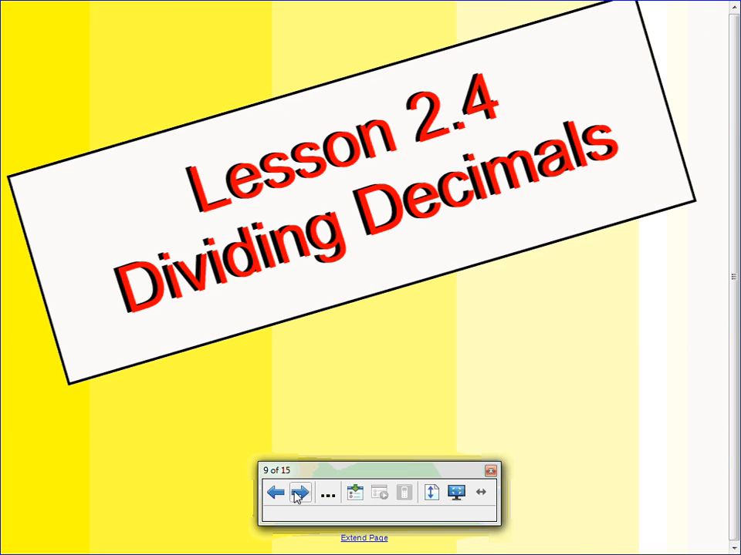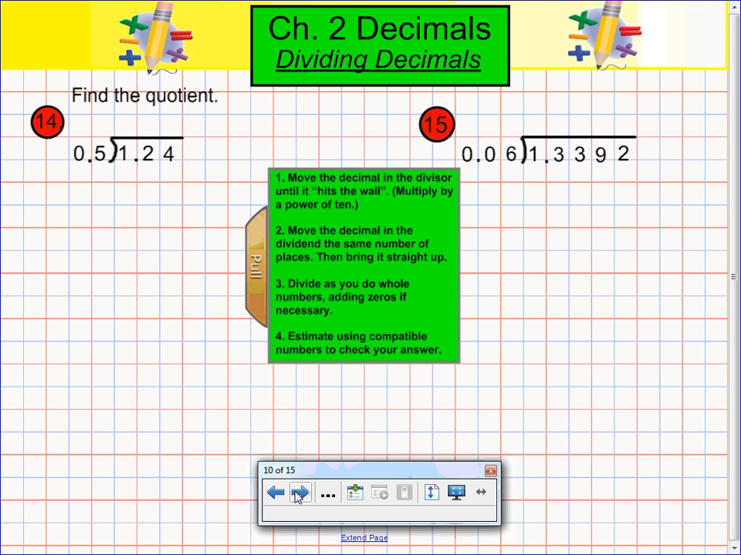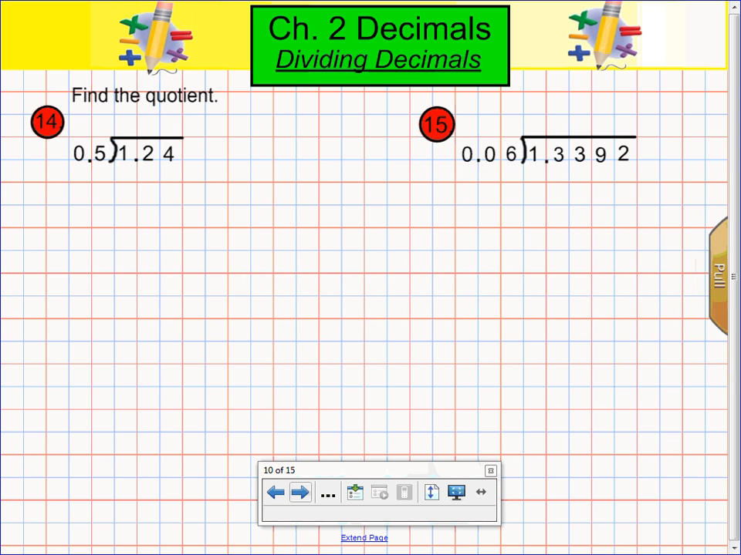In lesson 2.4, we divided decimals, and if we take a look at our steps for dividing decimals, remember we said to move the decimal in the divisor, if there is one, until it hits the wall. That's the same as multiplying it by a power of 10. We move the decimal in the dividend the same number of places, then bring it straight up, and then forget about your decimal. Divide as you would whole numbers, adding zeros if necessary, and then estimate using compatible numbers to check your answer. So I'm going to pause this for just a minute. Go ahead and work out these 2 problems on your graph paper.